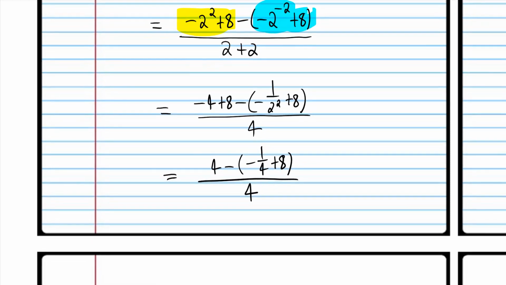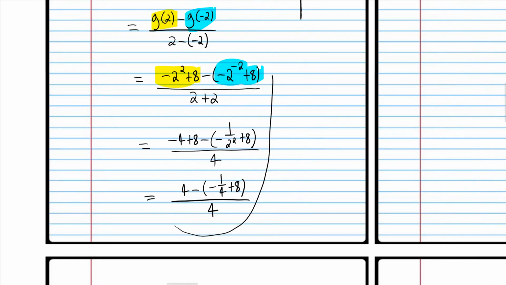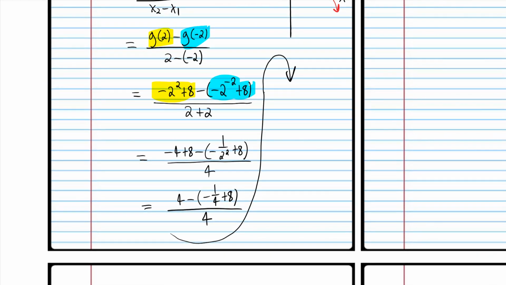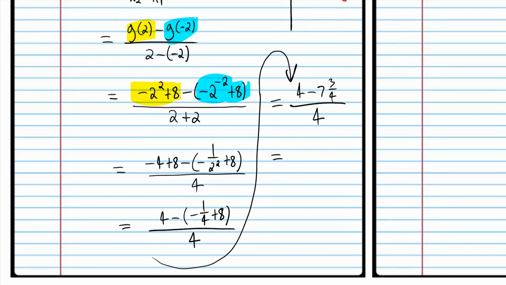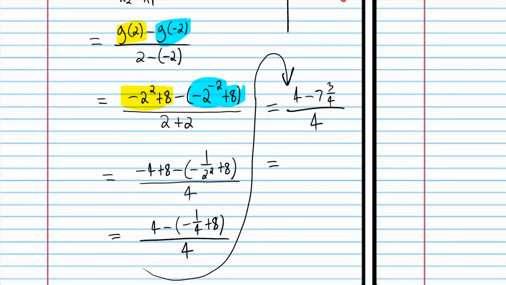And so we're out of room, but don't panic. We can use an arrow. So now we have 4 minus 7 3/4 over 4. So 4 minus 7 3/4 is going to be negative 3 3/4.